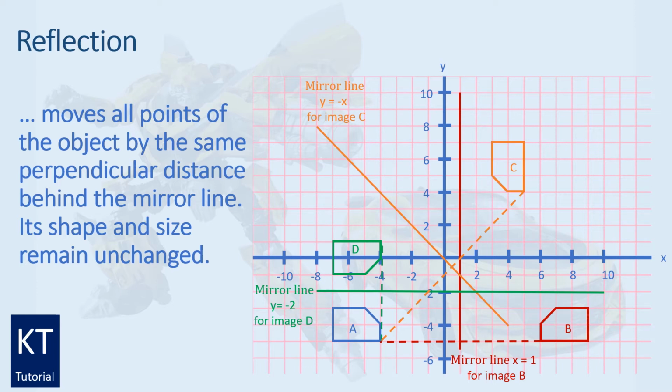The diagram shows some examples of reflection. A becomes B when reflected against the mirror line x equals 1. A becomes C when reflected against the mirror line y equals -x. And A becomes D when reflected against the mirror line y equals -2.